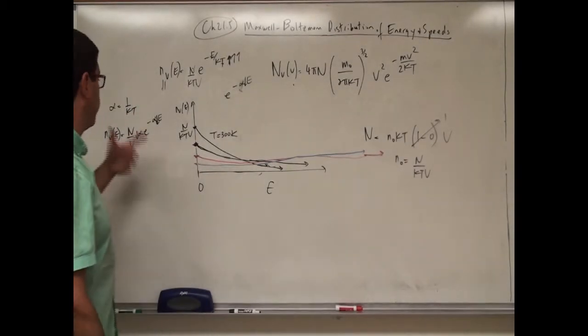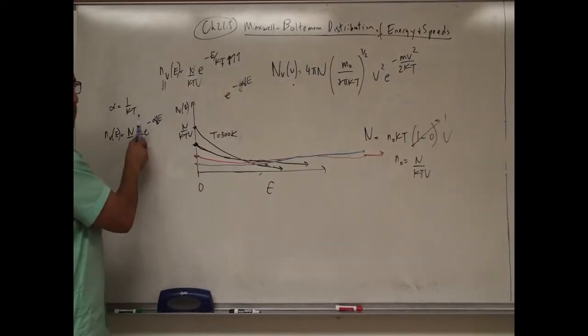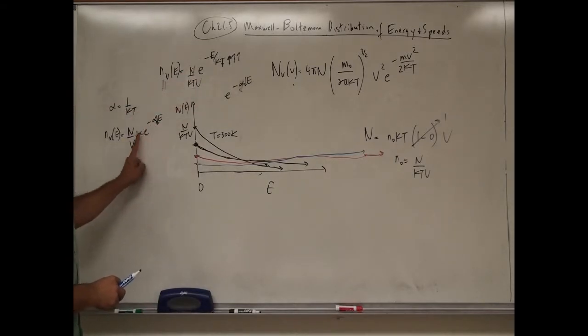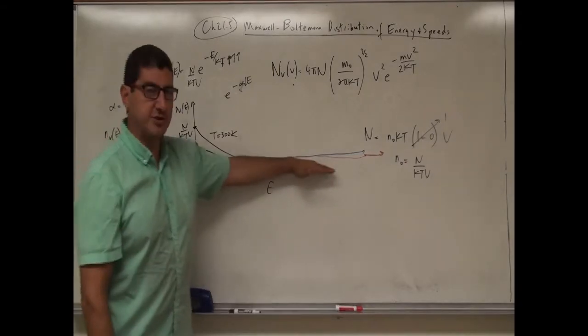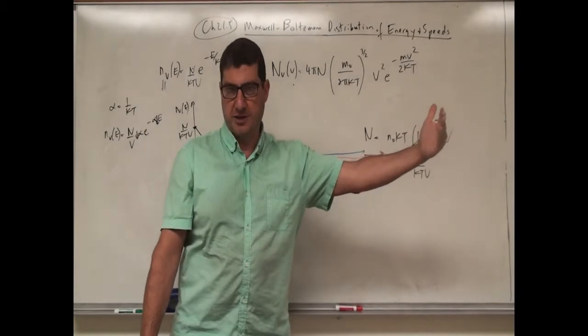Now, eventually, as the temperature goes to infinity, this is going to be so small, and this is almost going to be 0. So it's almost going to be kind of like a straight line, where all energy states are almost equally preferred.